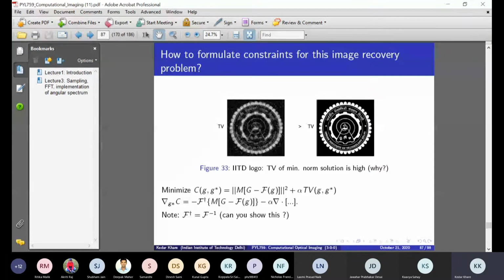By the way, here again, if you look at the gradient G star, then the first term has a F dagger. And essentially, F dagger, which is the Fourier transform operation dagger, is the same as F inverse. Can somebody tell me why this is so?